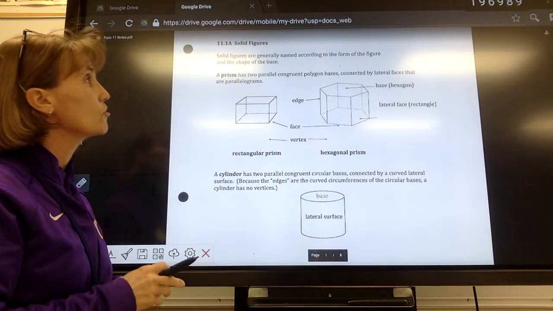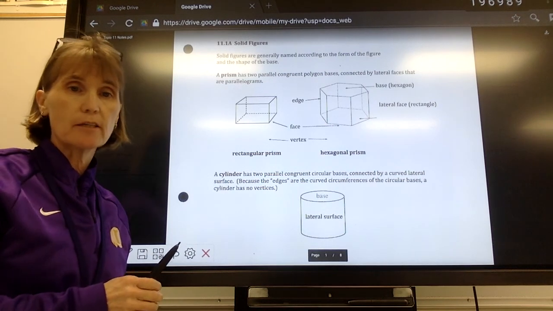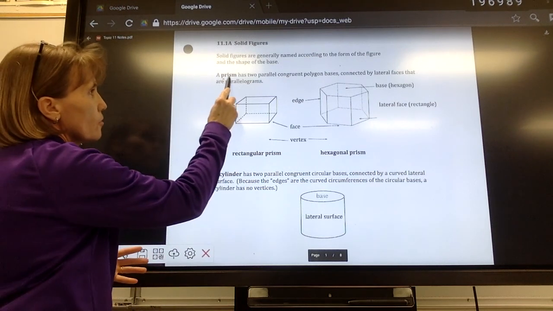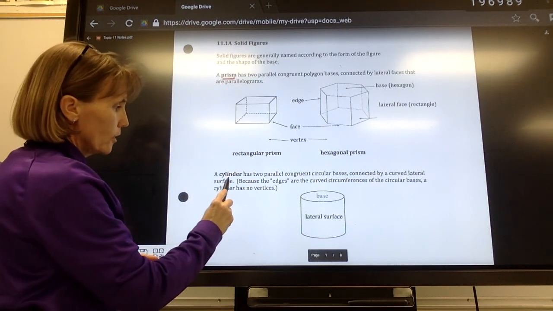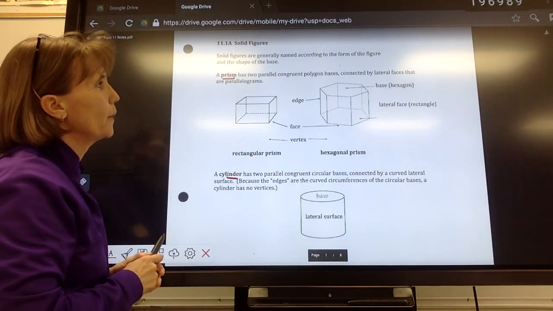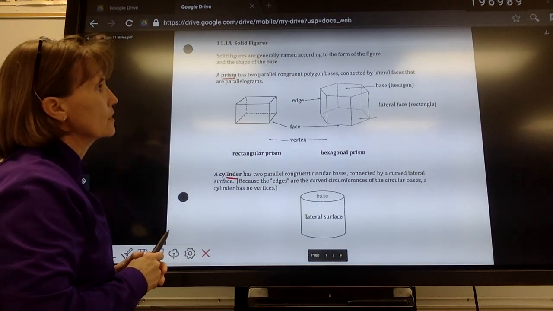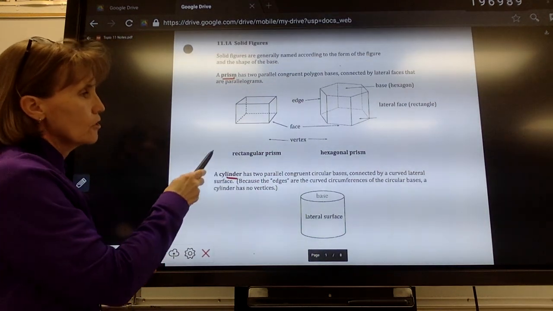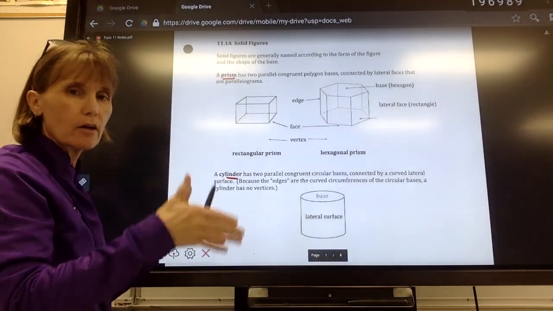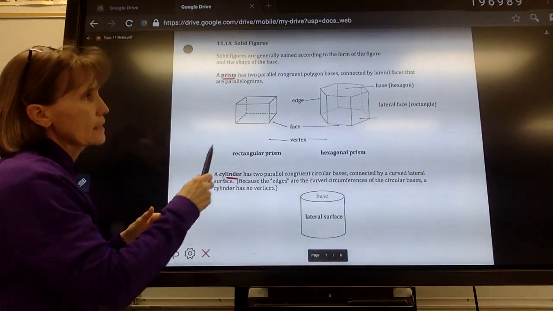And it says solid figures are generally named according to the form of the figure and the shape of its base. And we have four different solid figures that we're going to look at. We're going to look at prisms, and we're going to look at cylinders. Okay, that's two of them. A prism has two parallel congruent polygon bases connected by lateral faces that are parallelograms. So you can see we have different prisms. Prisms are going to have parallel congruent polygon bases. What does that mean?